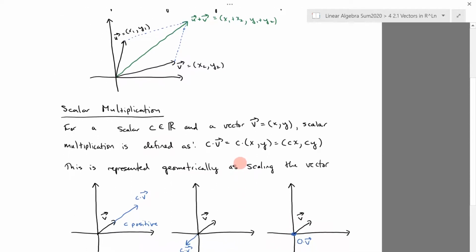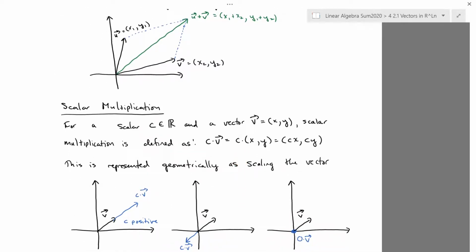And then similarly, scalar multiplication, you can view it geometrically as just stretching or reversing the vector depending on whether c is positive or negative. Right, so if c is positive, then the scalar multiple scales the vector by the factor of c. So if c is bigger than 1, the vector gets bigger. If c is smaller than 1, the vector v gets smaller.